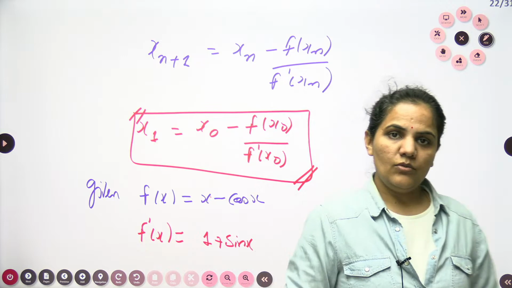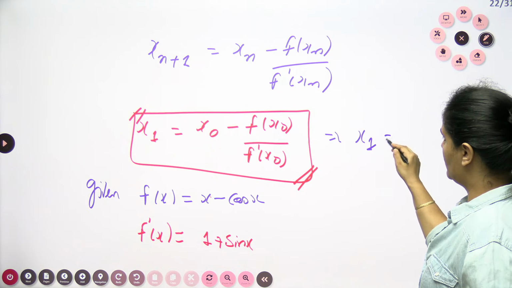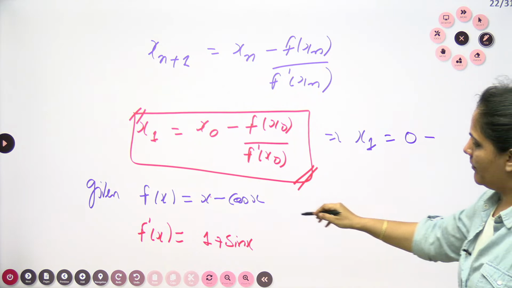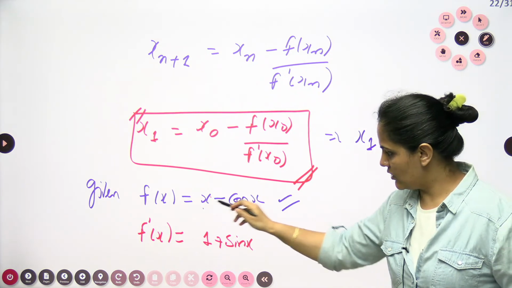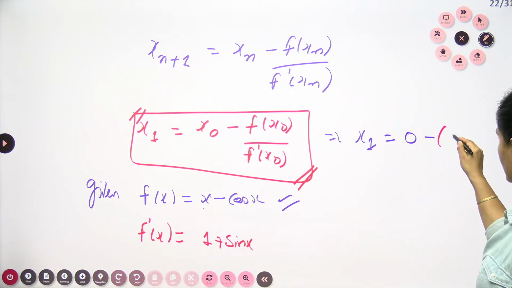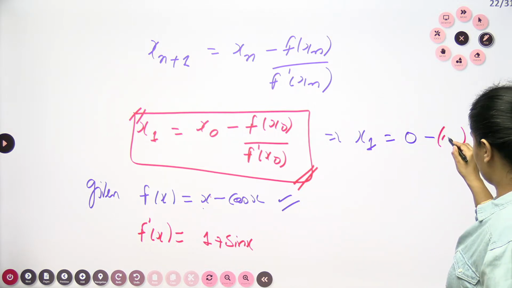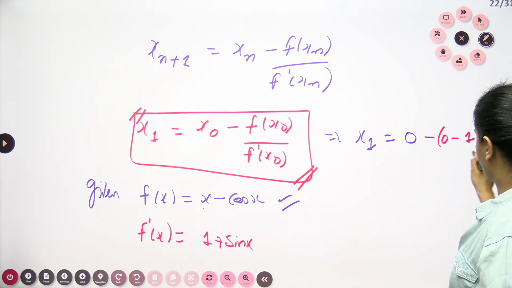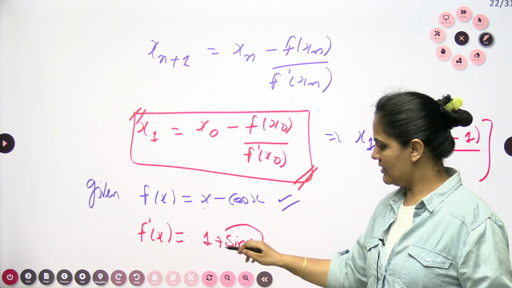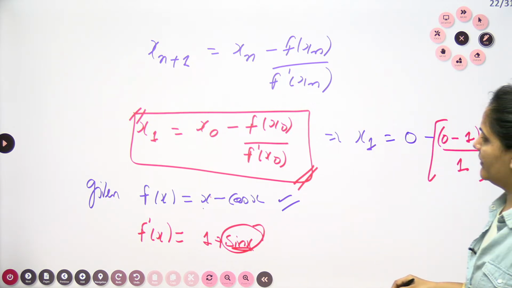Now when we approach it, we need to put in the value. For x1, x is 0 as the initial root is 0, so this will be 0 minus cos 0, and cos 0 is 1. So you can write this as 0 minus 1, divided by the derivative, which is 1 plus sin 0. When you put in 0, sin 0 is 0, so here you have 1 again.